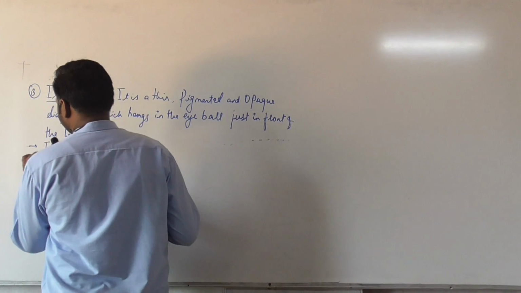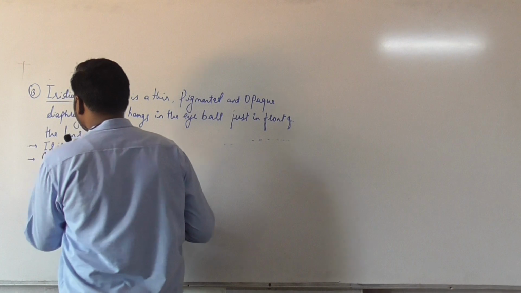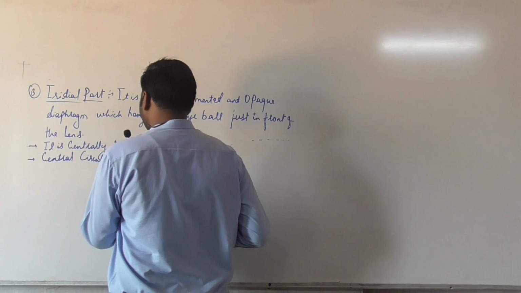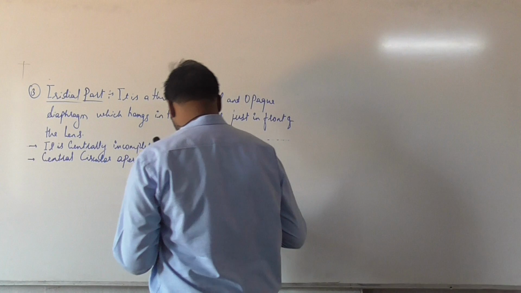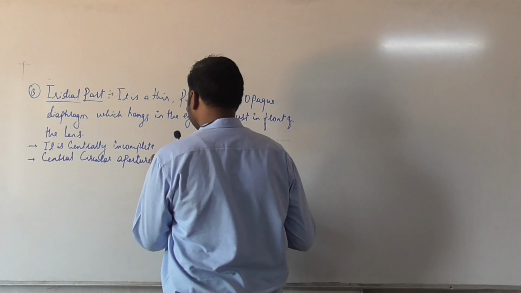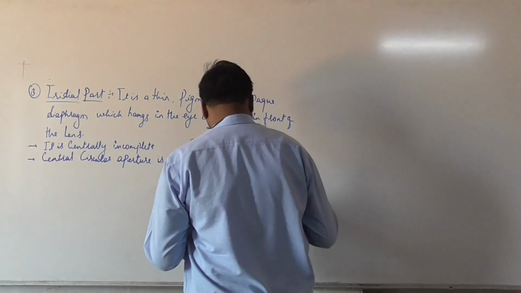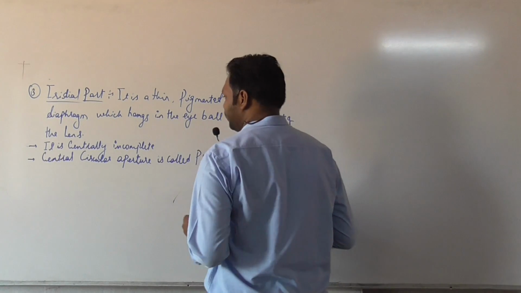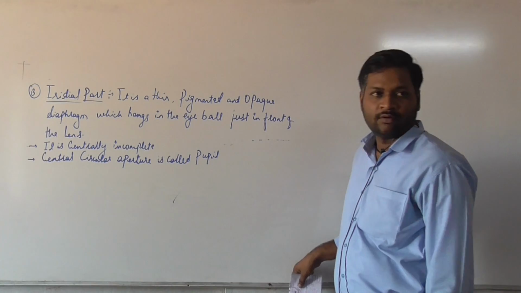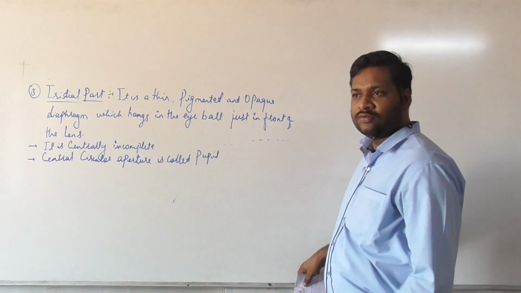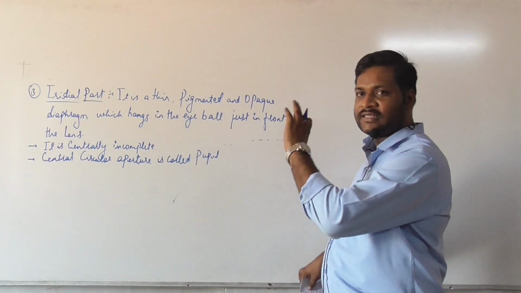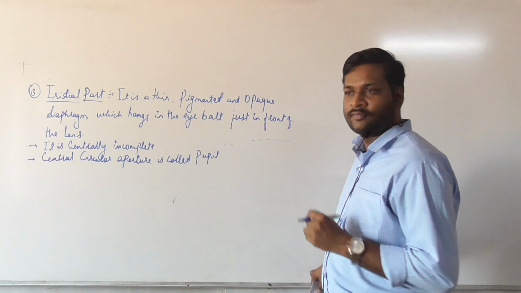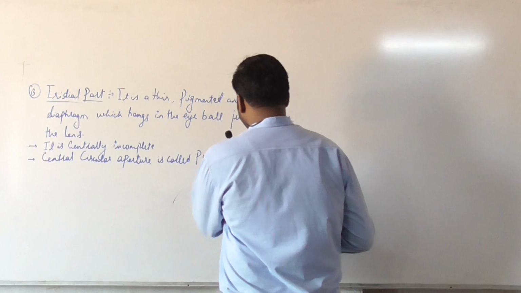central circular aperture is called the pupil. So in between the iridial part, on both sides you can see, the space which is present in between is the pupil, that is an aperture. Aperture means small hole, or orifice, which can also be referred to as orifice.